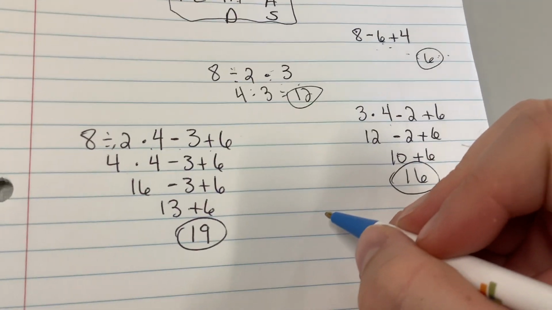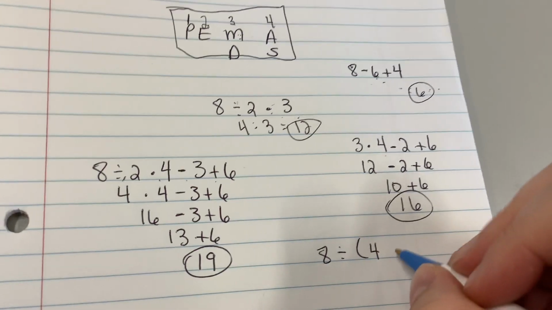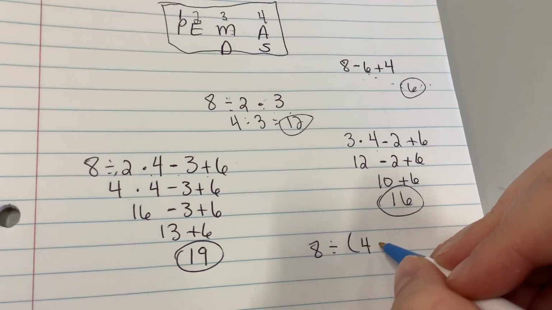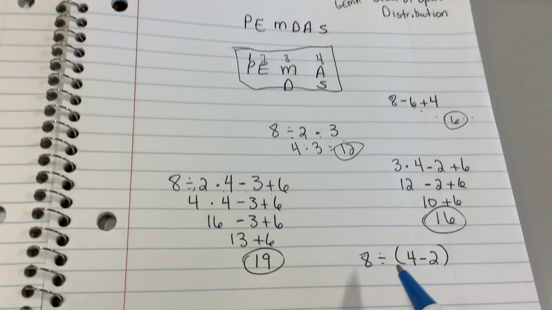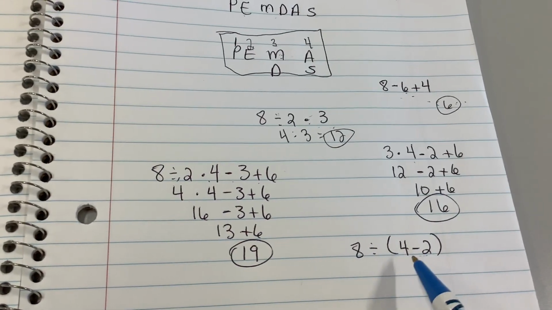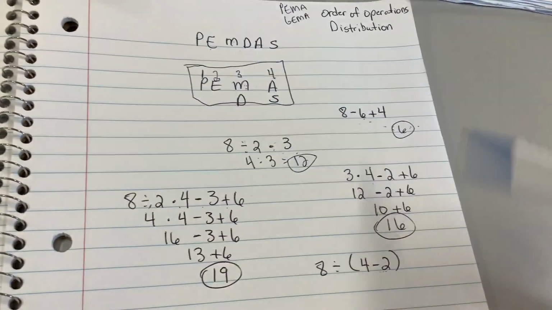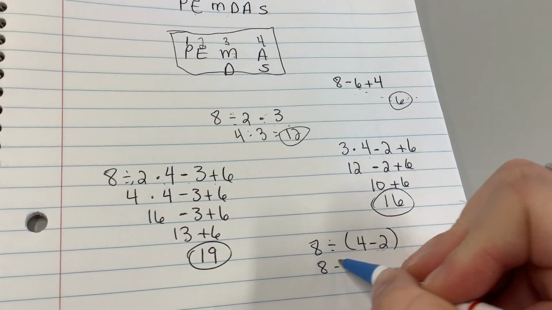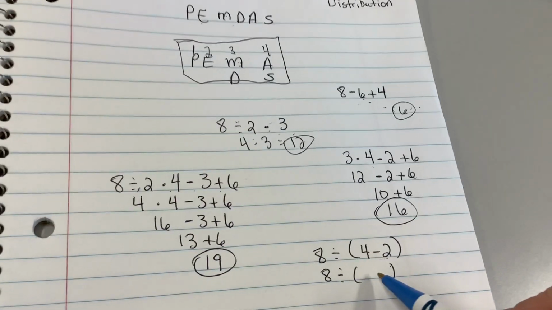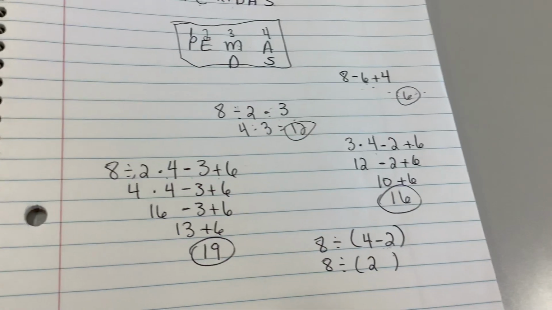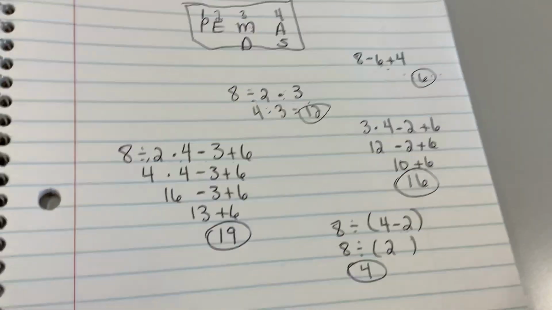So let's do 8 divided by the quantity 4 minus 2. So here's an example where you've got division and you've got subtraction, and you say, well, I've got to do this first. Well, no, we do parentheses first. And so inside the parentheses, we're going to do that first. I know it's a subtraction problem, but because it's in parentheses, we're going to do it first. 4 minus 2 is 2. And now I just have 8 divided by 2, which is 4.